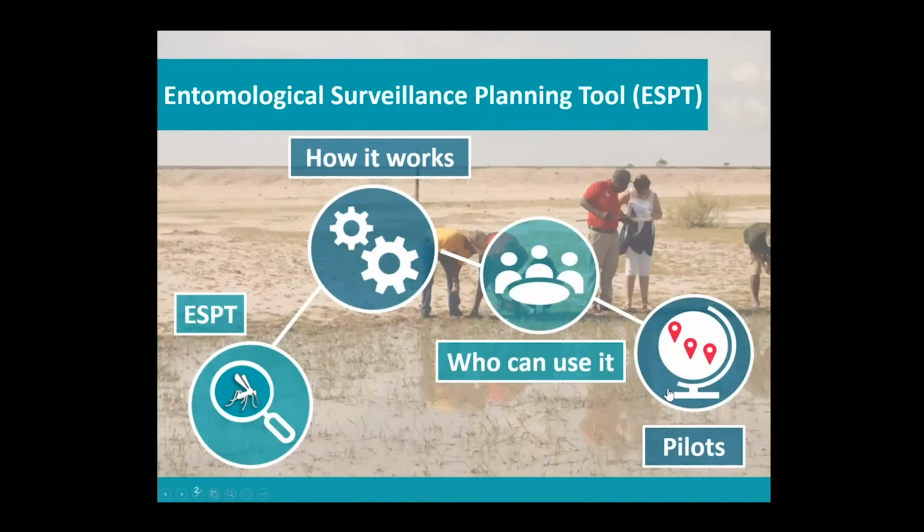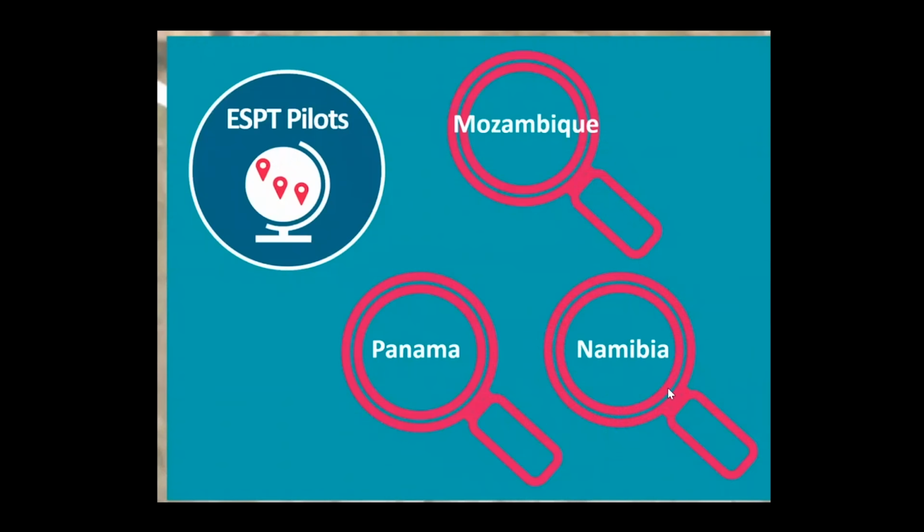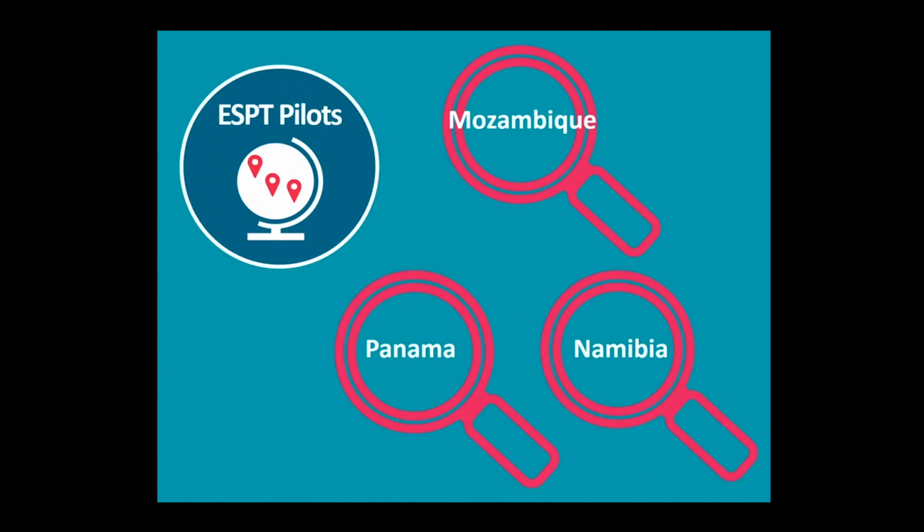The ESPT was piloted in Southern Africa, Mesoamerica, and Southeast Asia in order to assess country uptake and impact on the entomological data generated through the pilots for subsequent decision-making around entomological surveillance and interventions. Here, we have 3 examples from Mozambique, Panama, and Namibia.